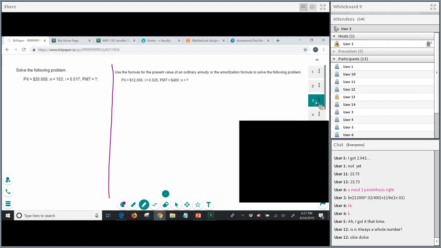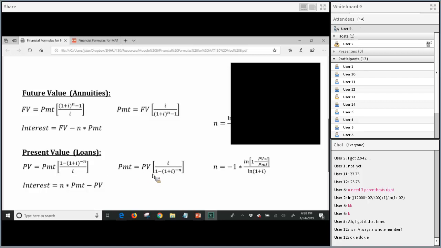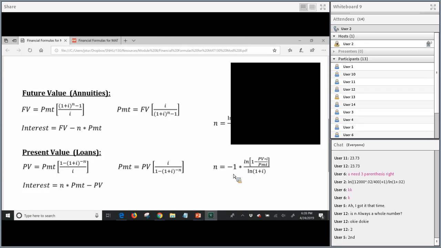Okay, so these two examples are using the present value formula. So everyone should be looking now at the section for present value, which is the bottom section on the formula sheet that we're now all using. So here, they gave us the present value, they gave us n, they gave us I, and they did not give us the payment, PMT. So I have formula number 1, formula number 2, and formula number 3 for present value. Which of those three should I use for this particular question? Yes, we're going to use the second one, right? Because the payment, which is what we were looking for, is all by itself on one side of the equal sign.